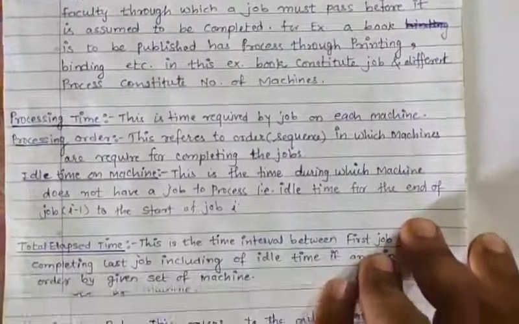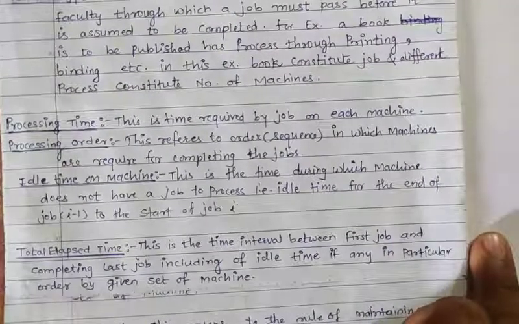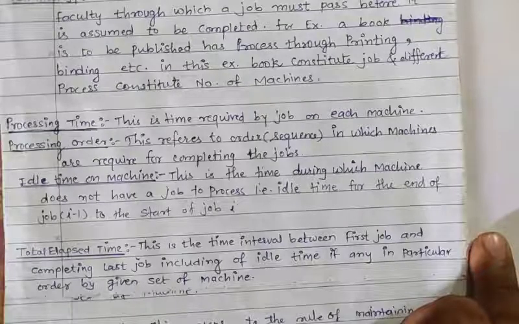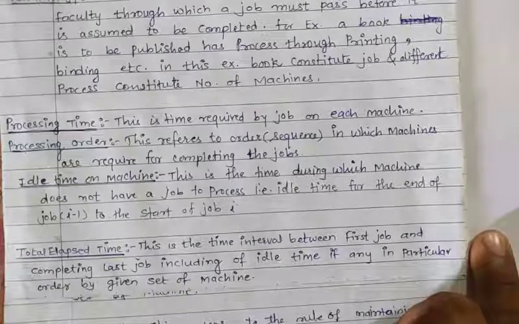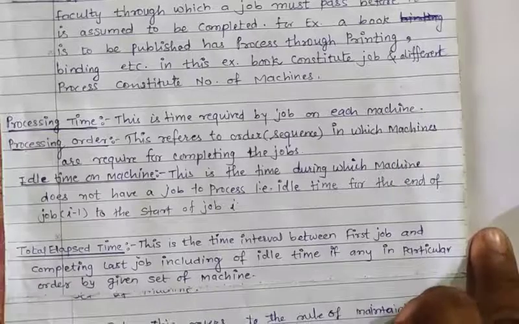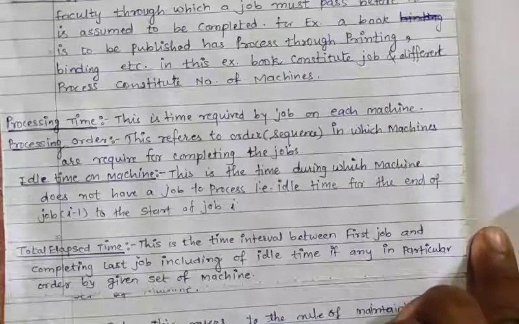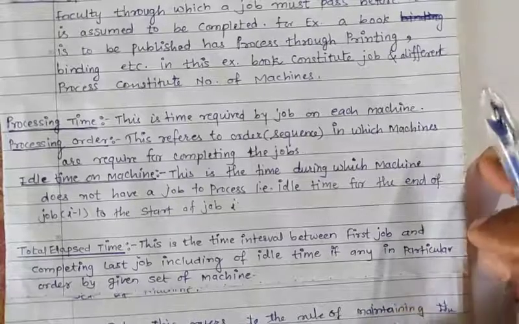Now next we will see total elapsed time. What is meant by total elapsed time? This is the time interval between starting the first job and completing the last job, including idle time if any, in a particular order by a given set of machines. So the time between completing the first and last job, which includes idle time, is called total elapsed time.